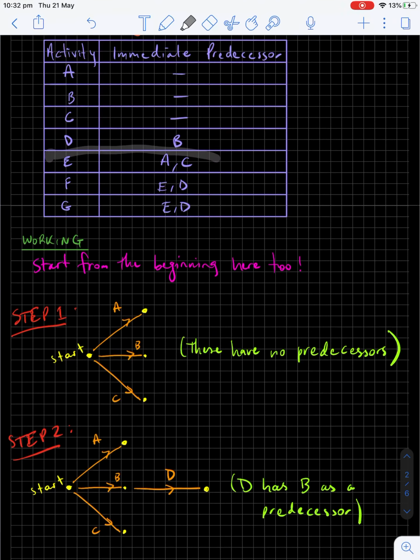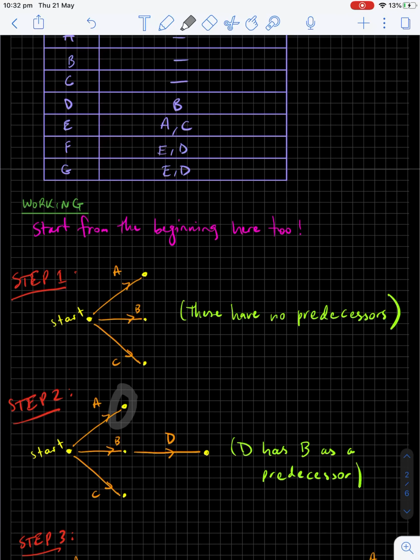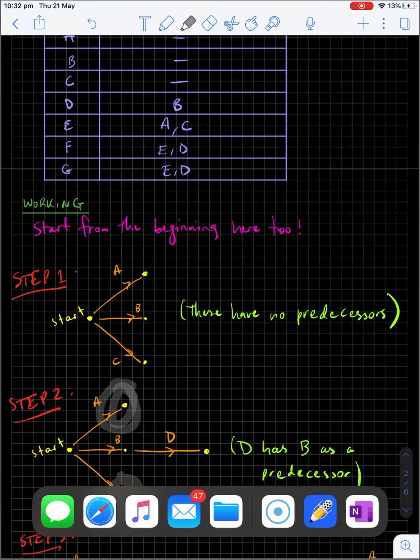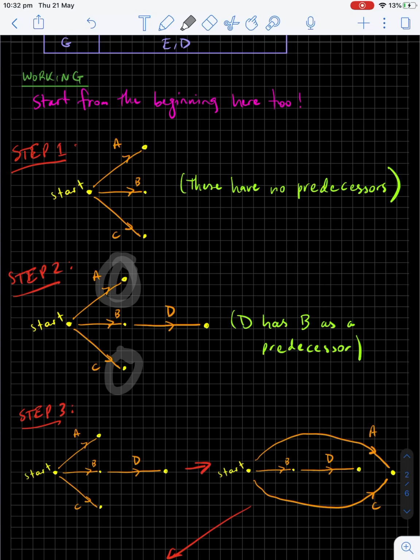Step 3, let's do the next activity, E. Now to do E, you need A and C coming before this activity E. Because A and C need to be before E, we need A and C coming together. We need A and C going to the one dot. At the moment, you'll see that A and C finish at different dots. How can we make these different dots become the same dot? Well, we literally join these two dots up.